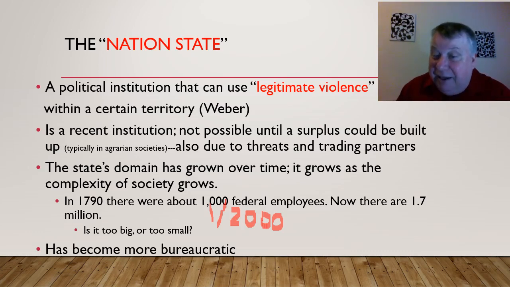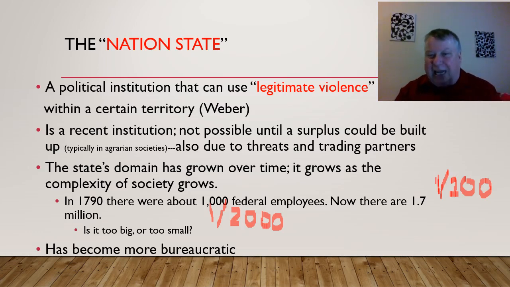So today, there are 1.7 million federal employees. Now, that seems like a huge number, but let's do the math. There are 350 more or less million Americans. 1.7 million is about 1 out of every 200 American citizens works for the federal government. And by the way, when I say that, I am not including military personnel, only civilian personnel. So 1 out of every 200, let's make that clear, right?